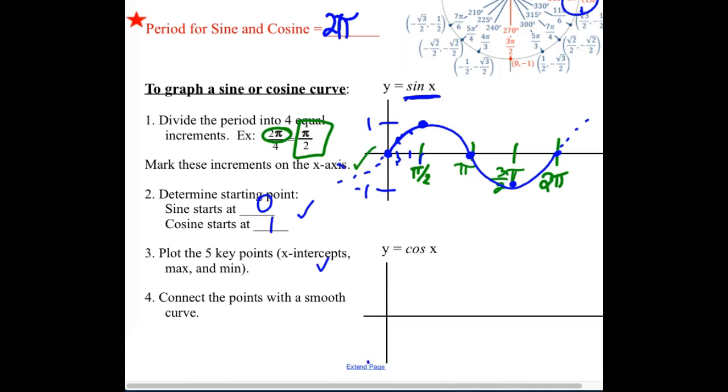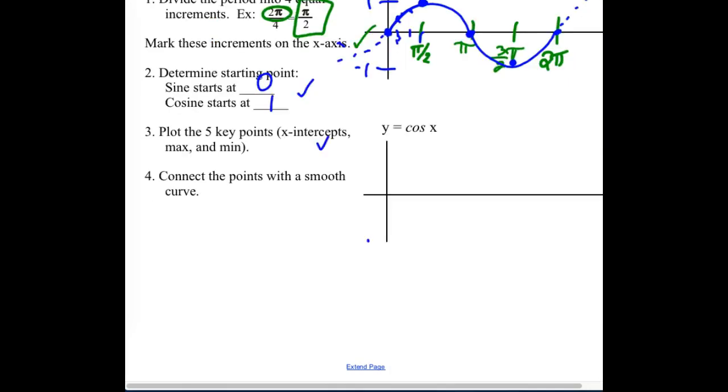All right, let's do a cosine graph. Similar. Period is still 2 pi, so I'm going to split my horizontal axis into 4 chunks, going from 0 to 2 pi, and label them. We're going by halves. Again, I'm going to mark my vertical axis with 1 and -1 for my high and low.